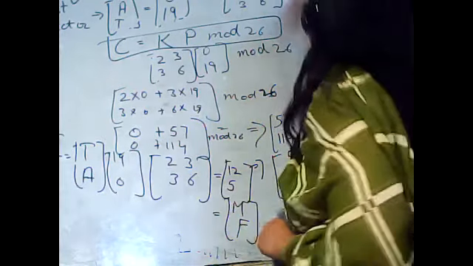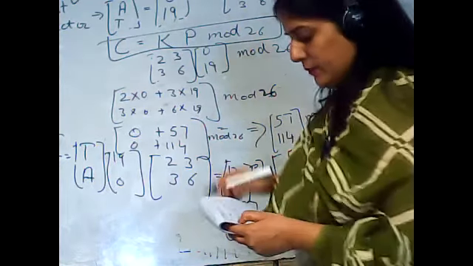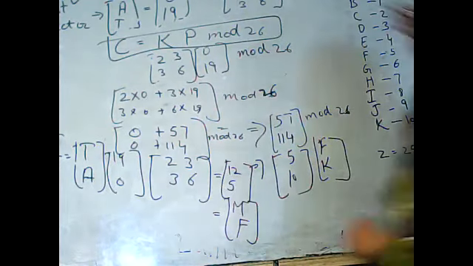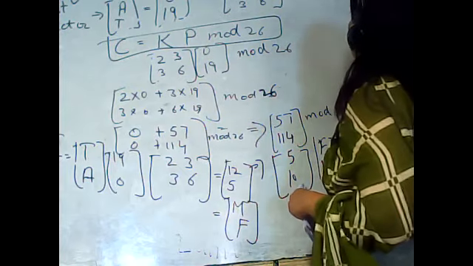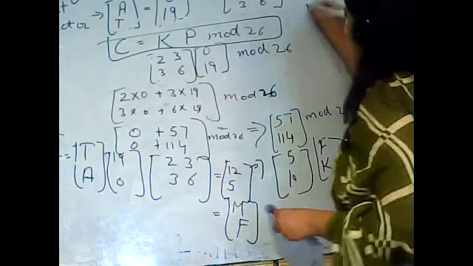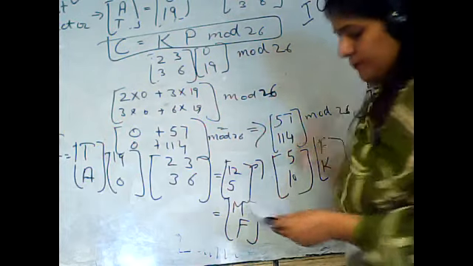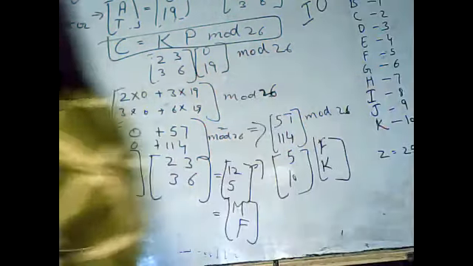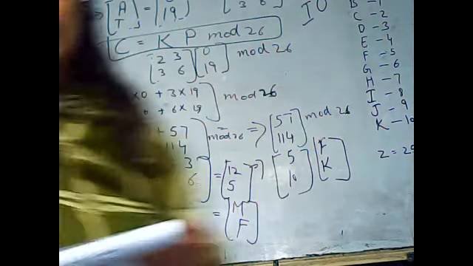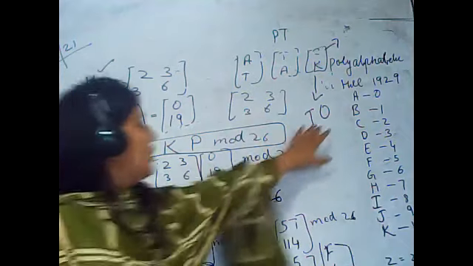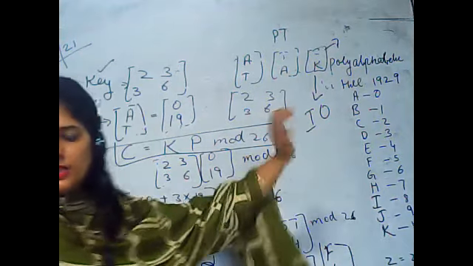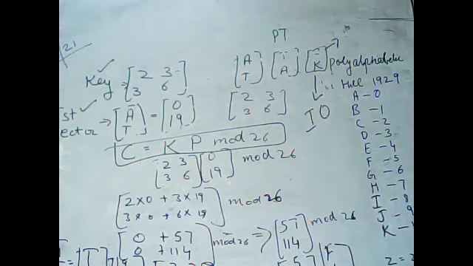Similarly, the third vector is C, K. After doing all those calculations, the values you get are I and O. That is I and O that you will be getting for your last element. So this is how you do all those conversions here.